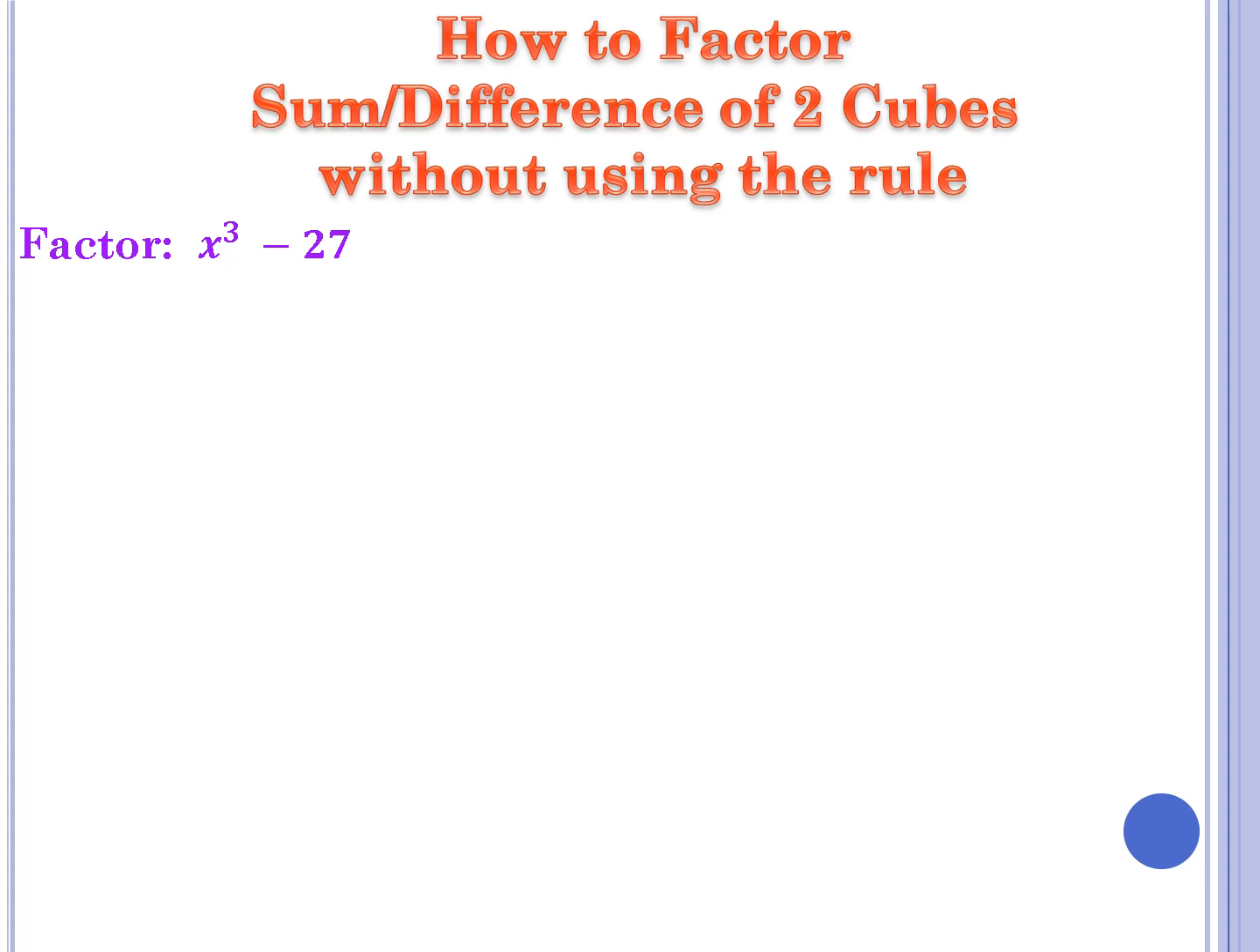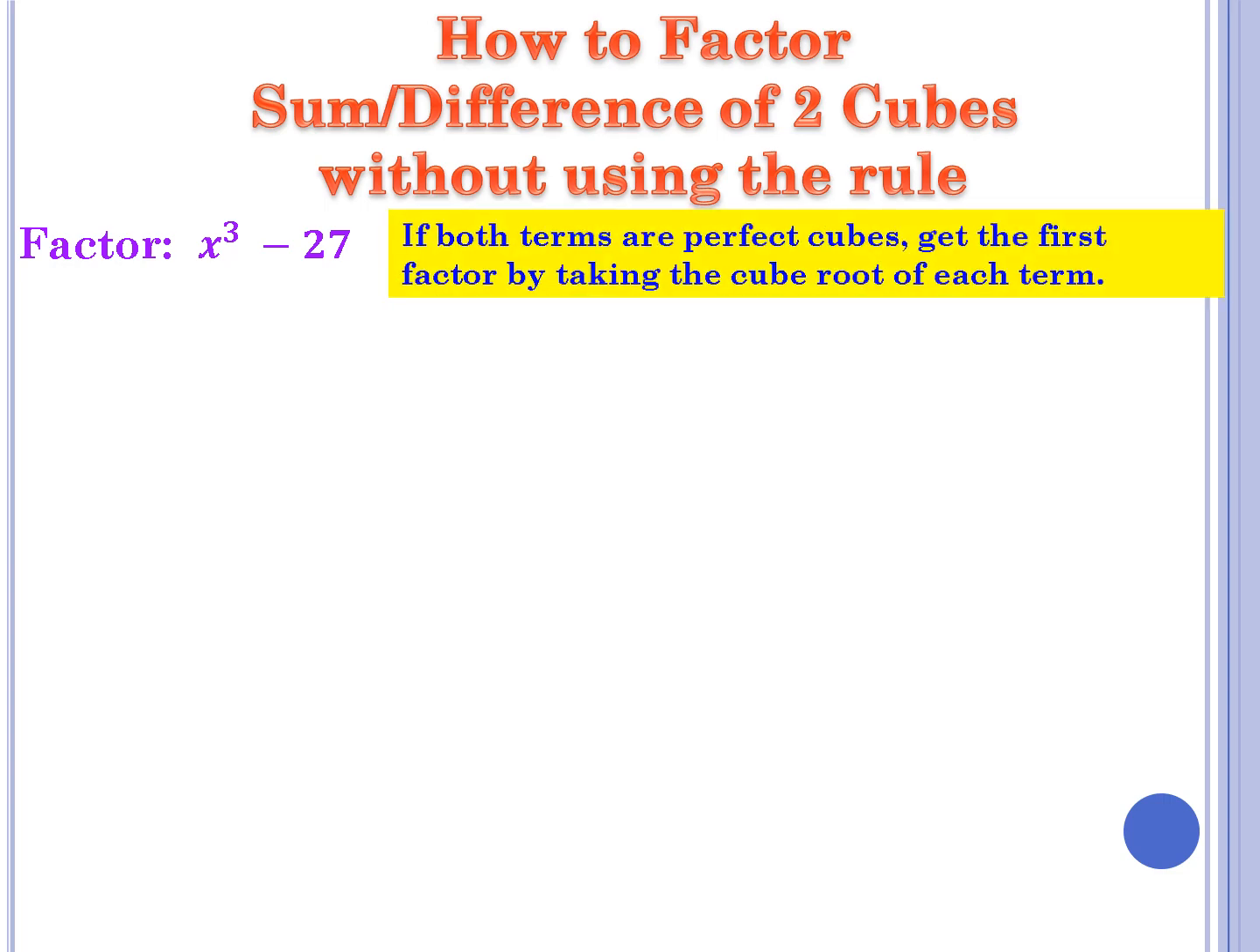Okay, let's look at how we can factor the sum and difference of two cubes without using the rule. Now, if you love the rule, you don't have to use this. We're just showing you, oh my gosh, if you don't like the rule, you can actually do it with synthetic or long division. So they want me to factor x cubed minus 27. Well, if both terms are perfect cubes, then you want to get the first factor by taking the cube root of each term. So x cubed minus 27, the first term is x minus 3.